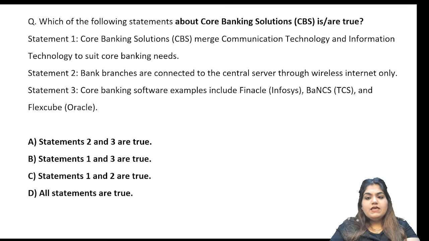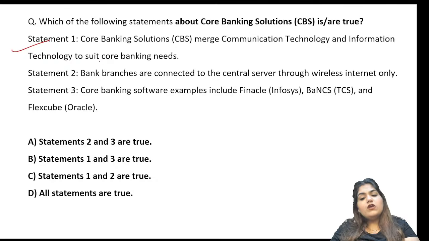Next, which statements about CBS are true? CBS merged communication technology and information technology. Yes, it does. Bank branches are connected with central server through wireless internet only. No, they are connected through lease lines, 3Gs, 4Gs, VSATs, MPLS. They are not just wireless. Statement number 2 is incorrect.